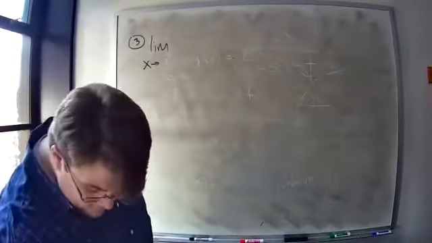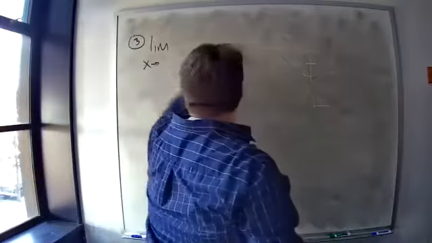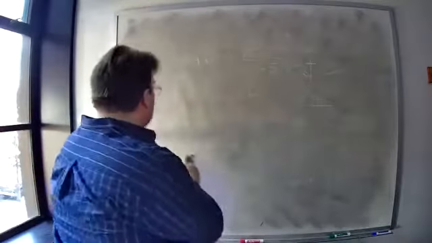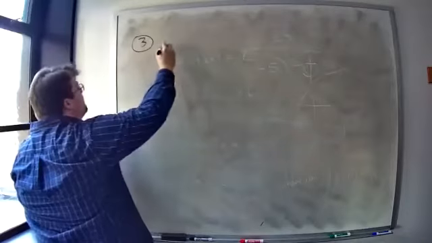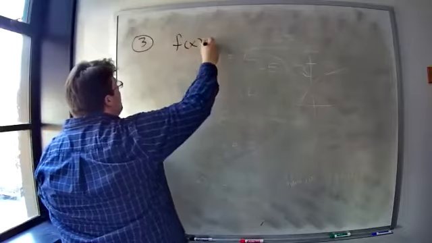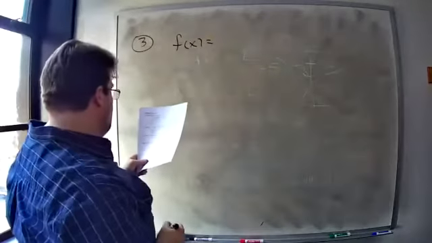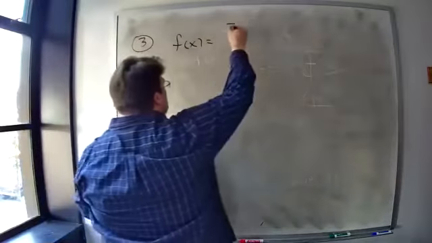Oh wait, I don't need a limit for number 3. Yeah. Number 3, find vertical, horizontal asymptotes for each function.